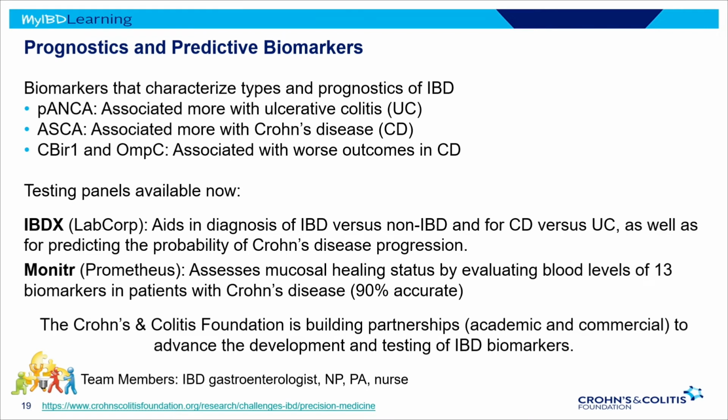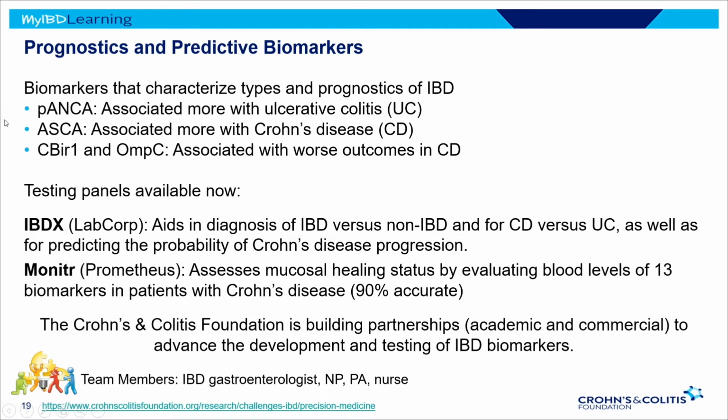So how about prognostic or predictive biomarkers? These are biomarkers that characterize types and prognosis of IBD, just sort of basic ones here. So P-ANCA, ASCA, CBir, these are technical terms, things that we could test in the blood to give us an idea. This is more ulcerative colitis versus Crohn's, more severity. We don't use these too much, but you may see these in the drug test panels. The reason we don't use them too much is because there are a lot of patients who could have a positive P-ANCA and not even have inflammatory bowel disease, Crohn's or ulcerative colitis.